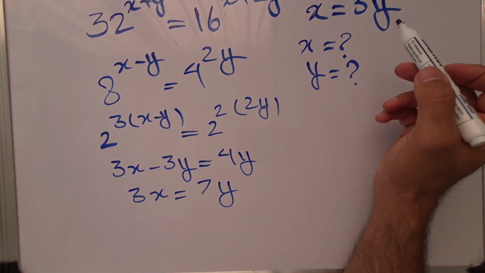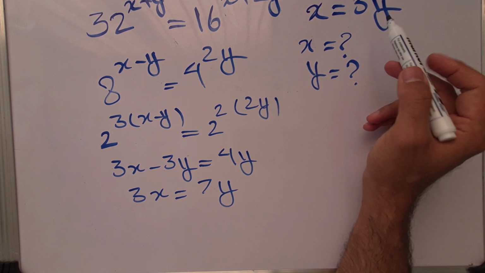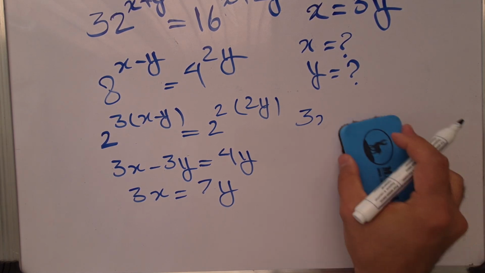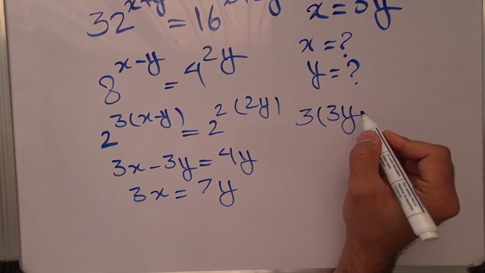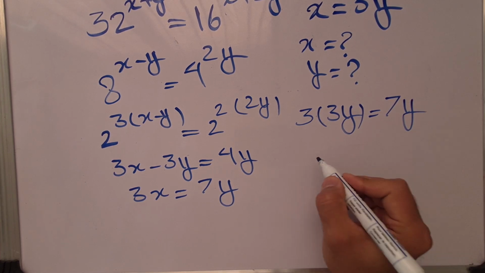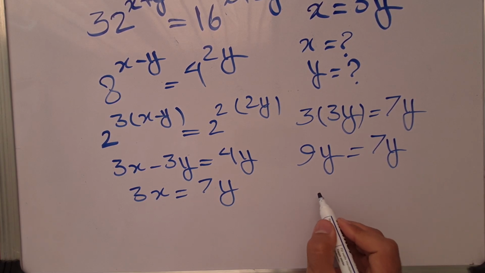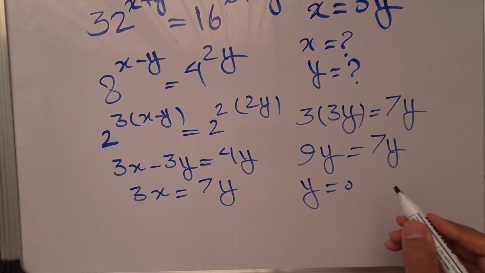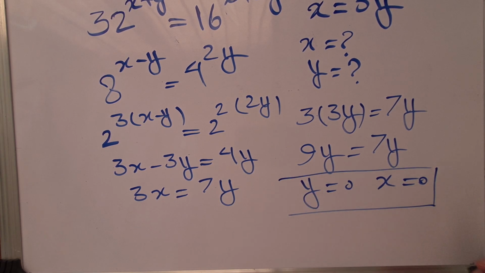But we found the value of x in terms of y in the first part of this problem. So in 3x, we can substitute x with 3y. So 3 times 3y equals 7y. So 9y equals 7y. Then y can just be 0 here. So y equals 0 and x is just 3y, or 3 times 0. x is also 0 in this case.